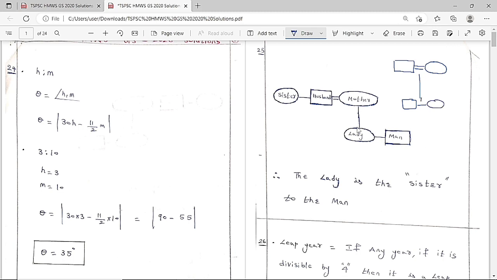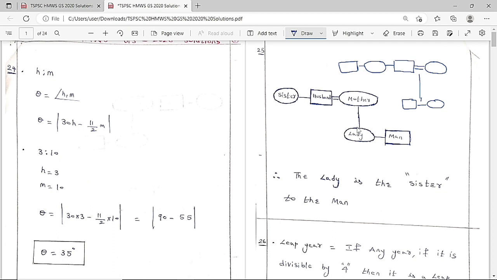Now, suppose this person has a sister, then she will become aunt for both this son as well as the daughter. Suppose if this father has a brother, then he will become uncle for both his son as well as his daughter.